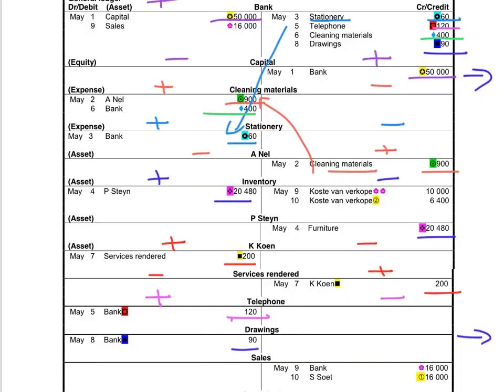The first entry in the ledger will be for the sales, and the sales figure is 16,000, so the money in the bank increased with 16,000. Assets increase on the debit side, so we will debit bank. The double entry will be recorded in the sales account because we increase sales. Sales is an income: increase on the credit side and decrease on the debit side.